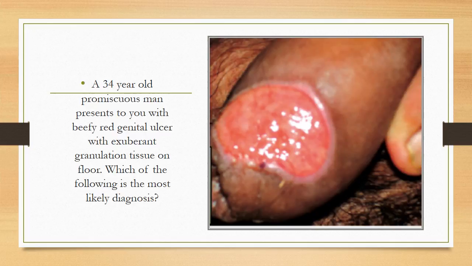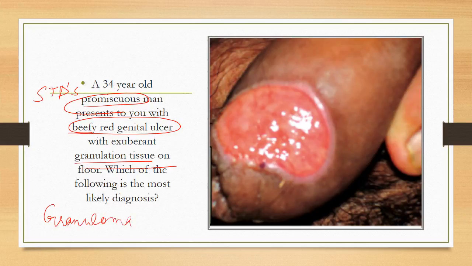Now here we have a 34-year-old promiscuous man. So the promiscuity refers towards STDs, and you have a beefy red genital ulcer that has been shown here with exuberant granulation tissue. This is a typical ulcer of granuloma inguinale caused by Klebsiella granulomatis.